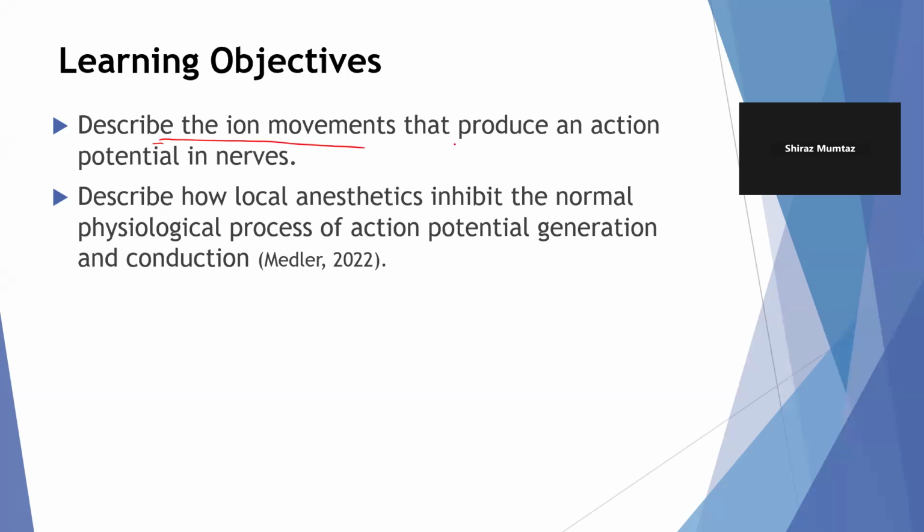So the learning objective is to describe the ionic movement that produces an action potential in the nerves, and to describe how the local anesthetic inhibits the voltage-gated sodium channels, as well as the normal physiological process of action potential generation and conduction. So both things are inhibited: action potential generation and then conduction as well.